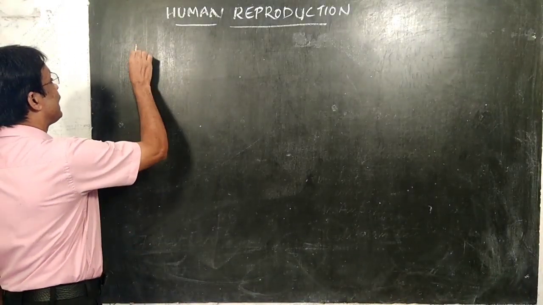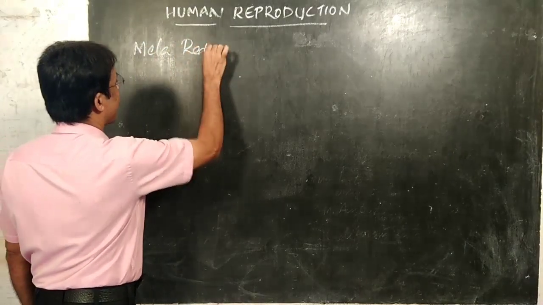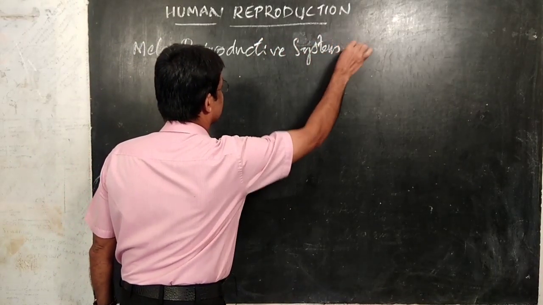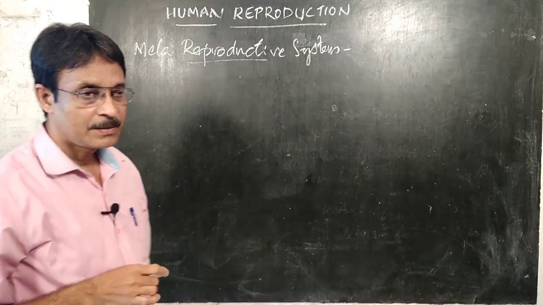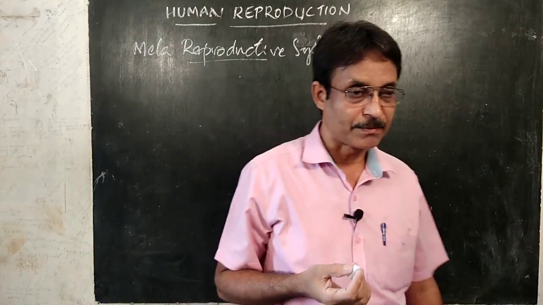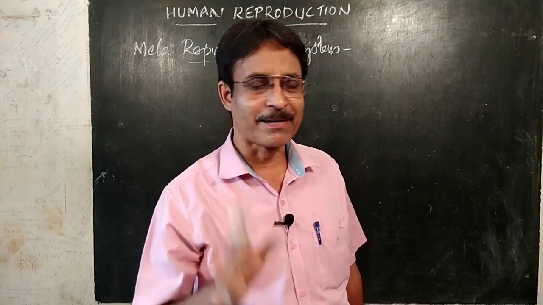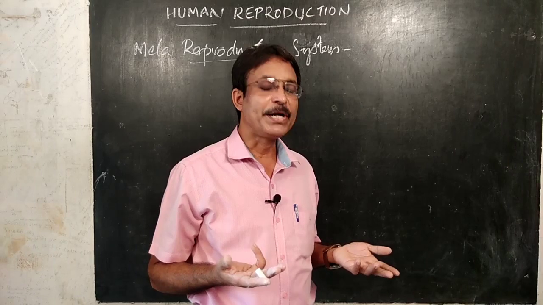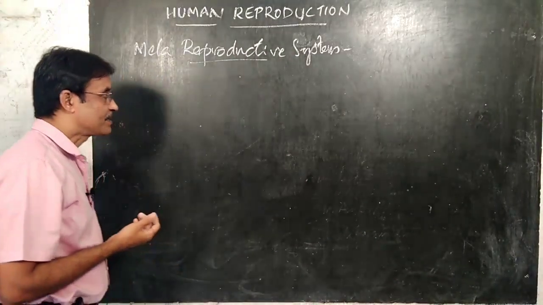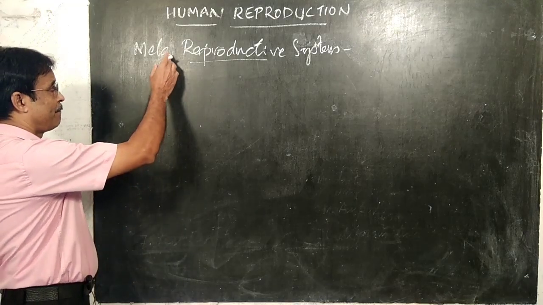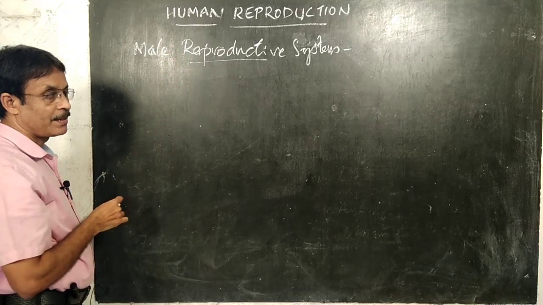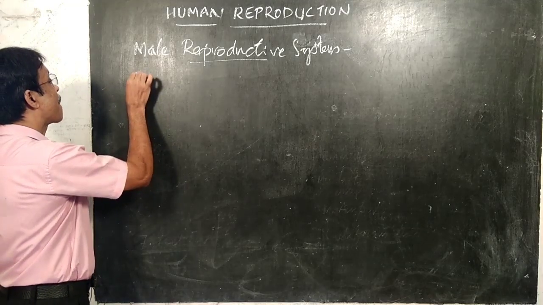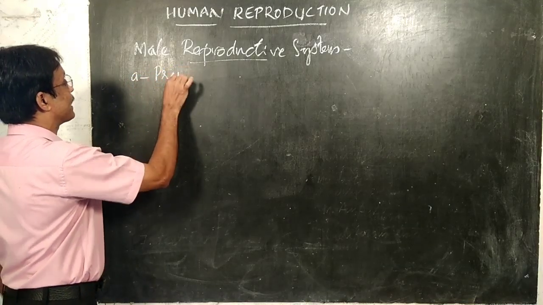First in the male reproductive system. This male reproductive system and female reproductive system is very easy, and you have already very clearly observed the diagrams in the videos, etc. So we can just run through this. The male reproductive system is divided into four. First, primary sex organs.